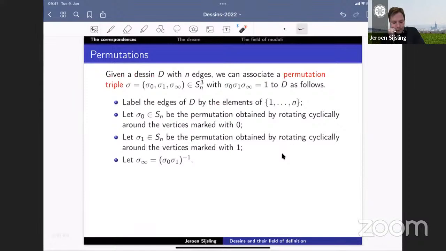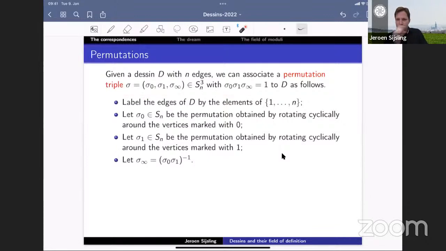Now, the thing is that you can also study this on the level of combinatorics. You can associate a so-called permutation triple to this dessin. It goes like this. A permutation triple, by definition, is the following. Well, you have to look at the symmetric group S_n, where n is the number of edges of your dessin, and you are going to indicate 3 elements in there, and they will satisfy this property. And conversely, by definition, this is what a permutation triple is. 3 elements over here with this product relation.